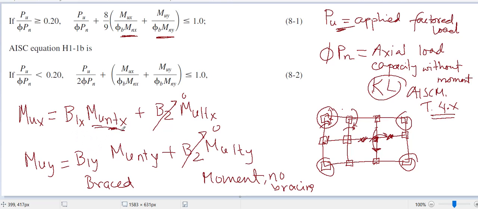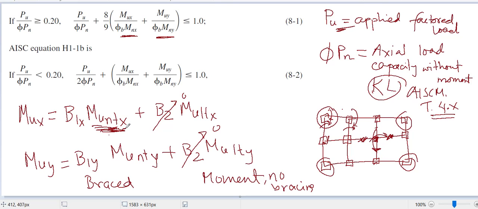Now what is this portion? This is whatever moment about the x-axis you find after analysis. The AISC specification wrote NT to elaborate it. What does it mean? No translation means no lateral sway. That means for a braced frame it is possible.